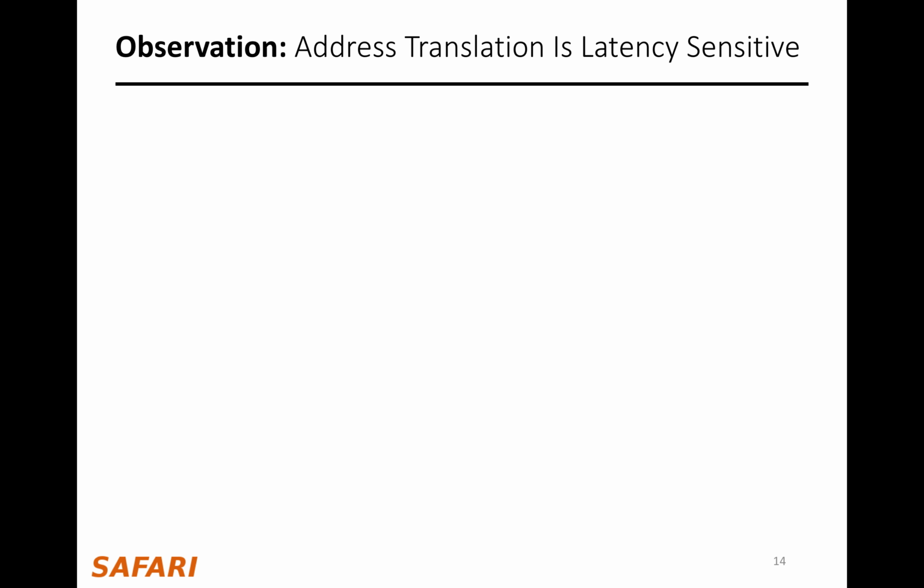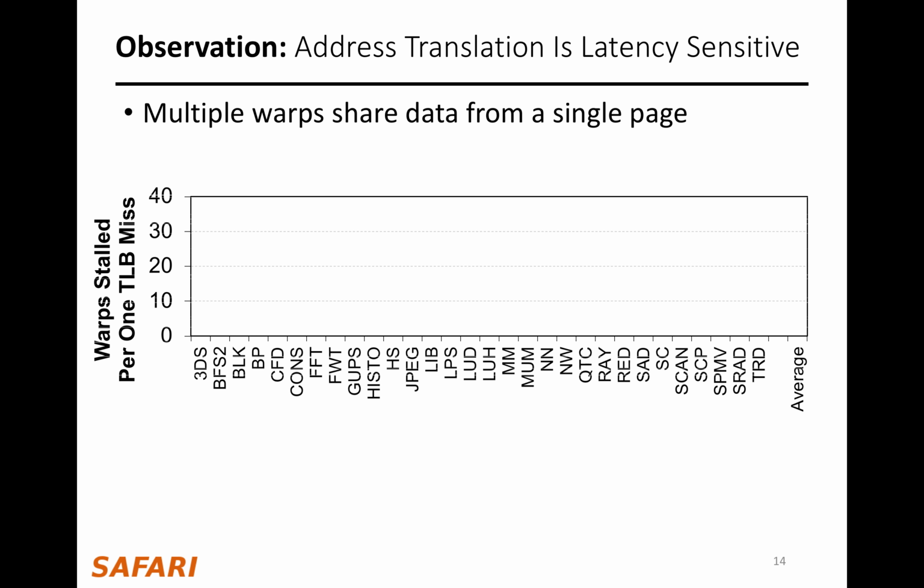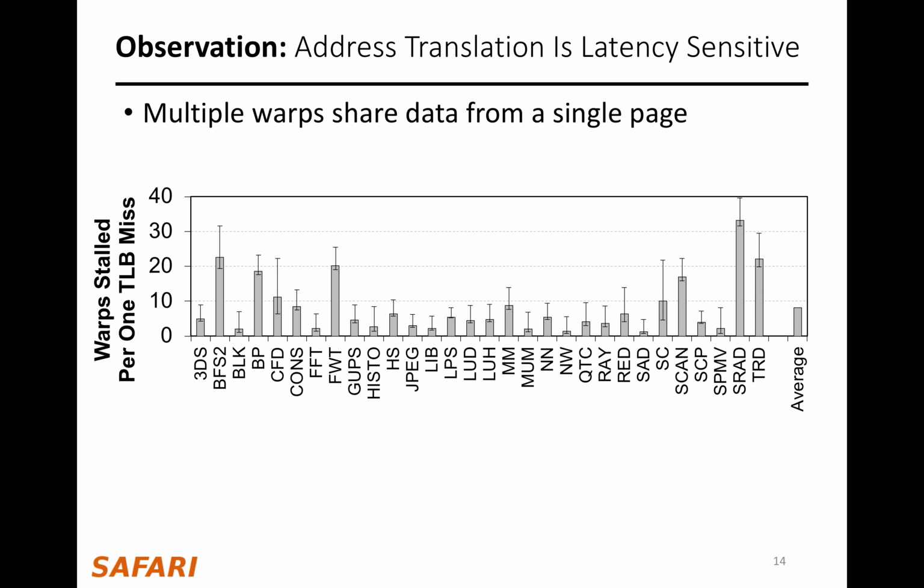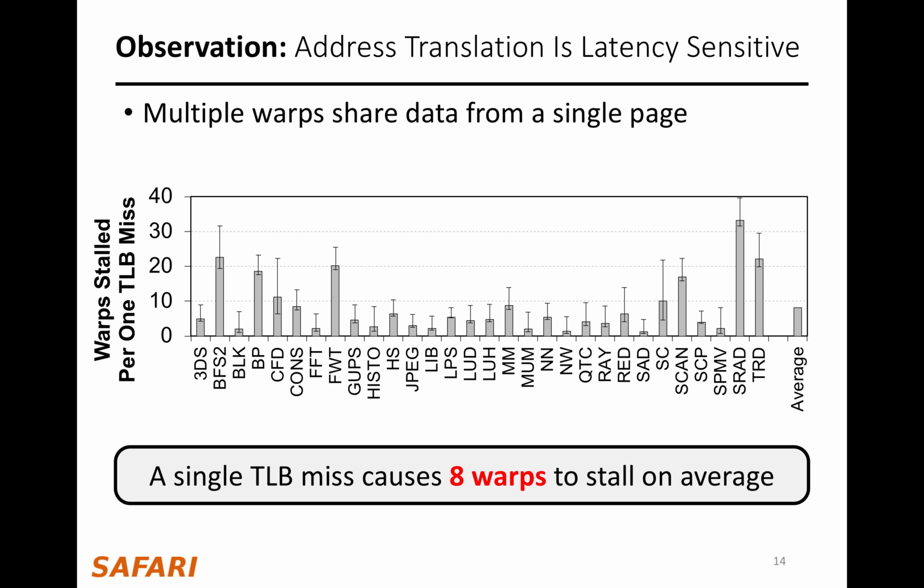Lastly, as opposed to the normal GPU memory request, we found that address translation is much more latency sensitive than normal data requests, because the first thing we saw is that multiple warps can share data from a single page. On this plot, I show the number of warps being stalled per single TLB miss across all the applications we evaluated, including the average bar on the rightmost axis. As you can see, a single TLB miss can cause on average 8 warps to be stalled on one single GPU core.